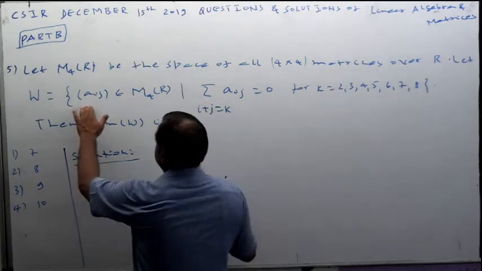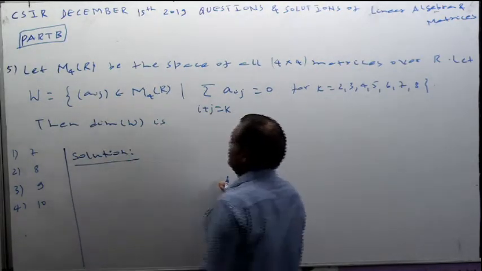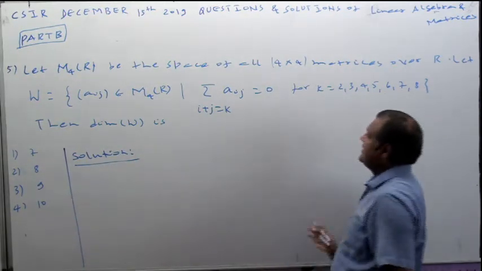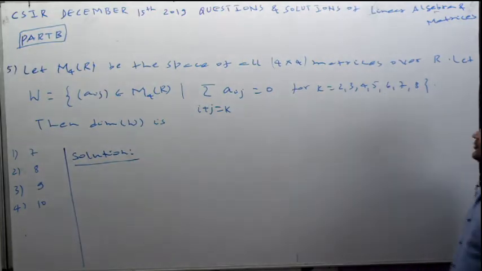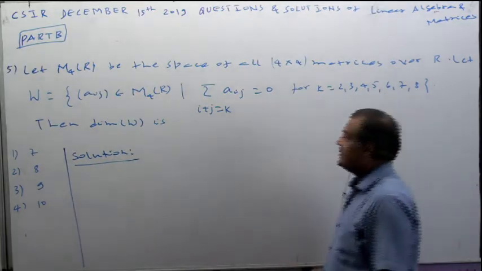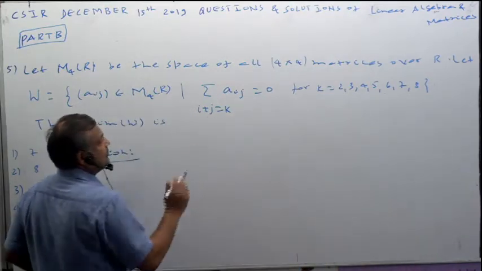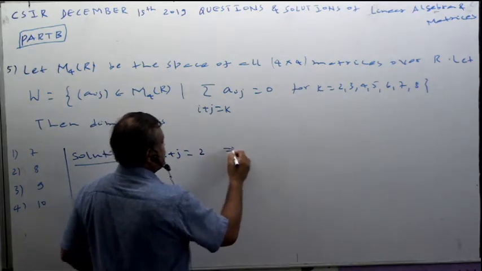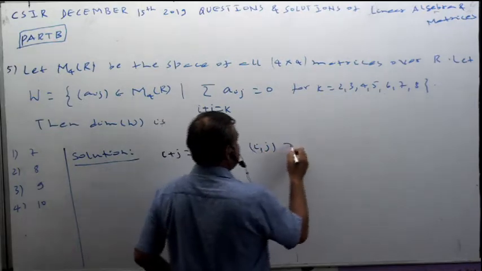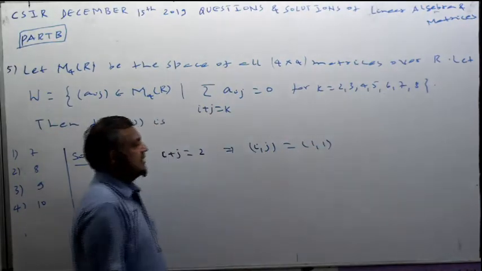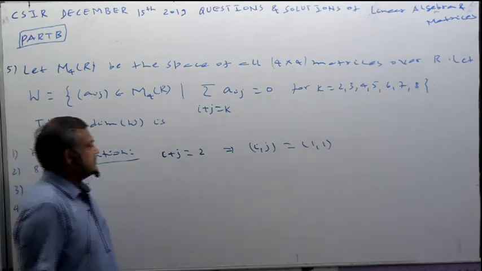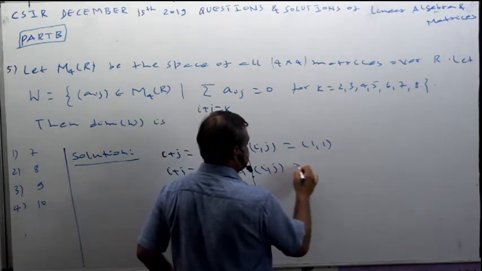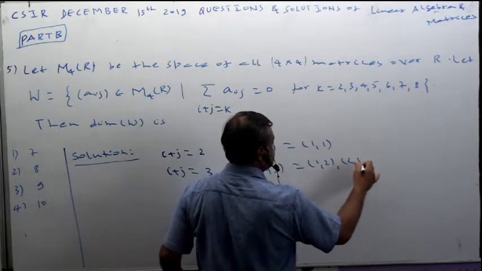How many non-trivial entries are in general matrix of order 4? It is 4 by 4, 16. But over them, there are restrictions that sigma Eij equals to 0 if i plus j is equal to k. And k varies from 2 to 8. Now i plus j equals to 2 implies ij is equal to 1, 1. Are you happy? i plus j equals to 3. This will give you only two cases. 1, 2, 2, 1.